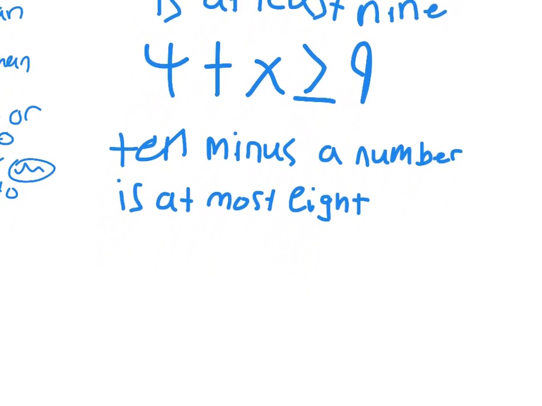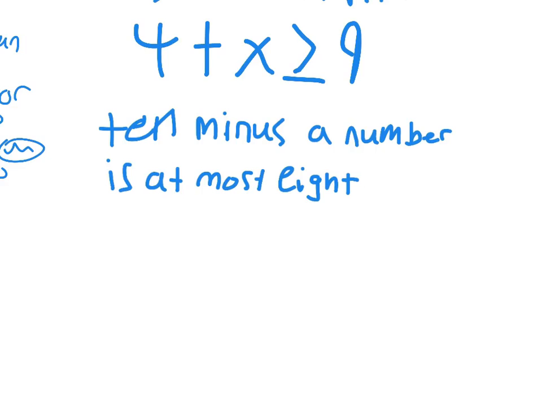And then the next one, 10 minus a number is at most 8. So 10 minus a number, which again will be x, is at most 8. That means it can't be anything more than 8. So that'd be less than or equal to 8.